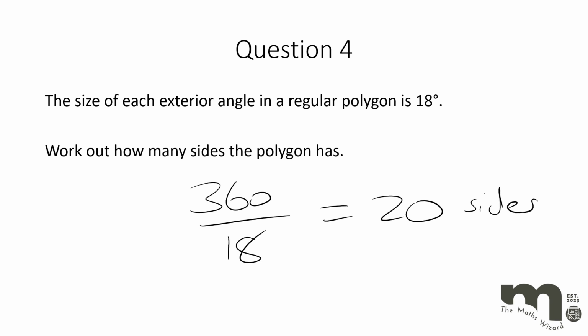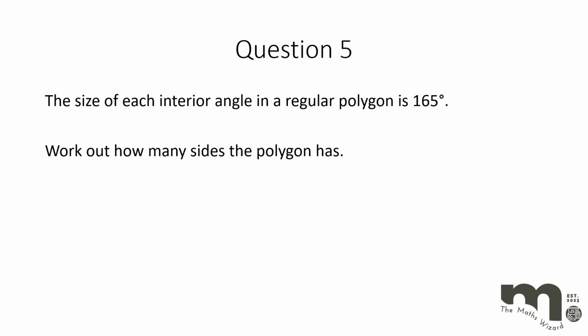So let's do one final question. This time we're told that the size of each interior angle in a regular polygon is 165 degrees. So we've got to work out how big each exterior angle is, and then use that to work out how many sides that polygon has.